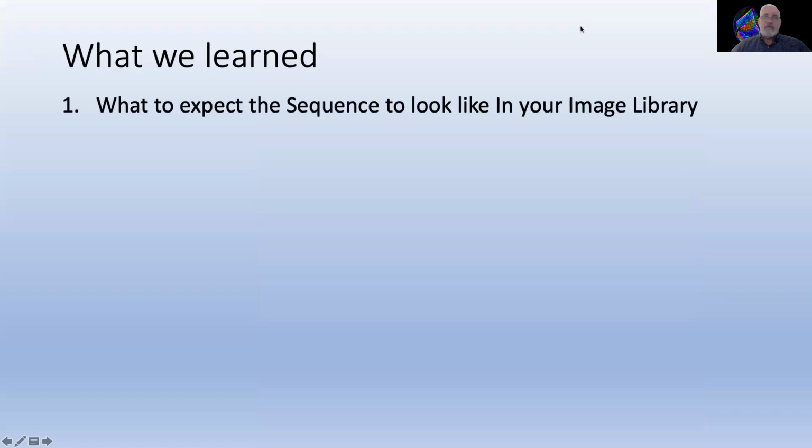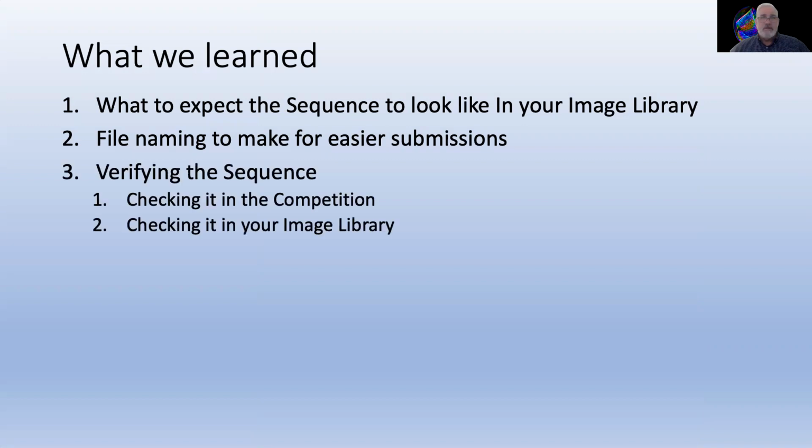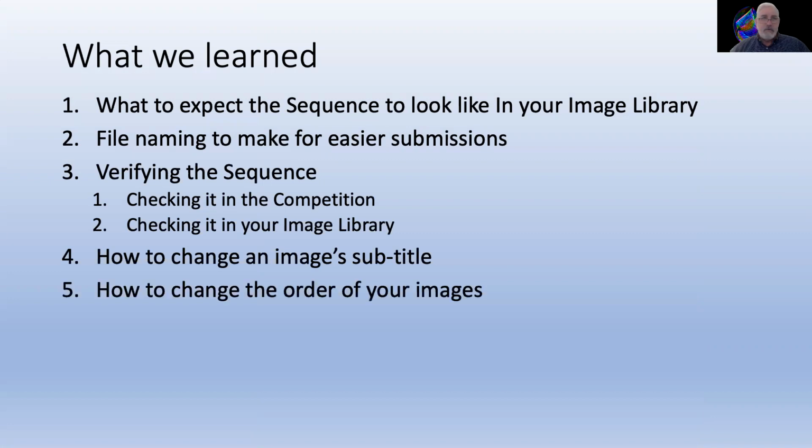We learned what to expect the sequence to look like in your image library. We learned file naming to make it easier for submissions. We learned how to verify the sequence, checking it in the competition and checking it in your image library. We learned that there are many ways to change an image's subtitle. We learned how to change the order of your images, and we learned how to replace an image.